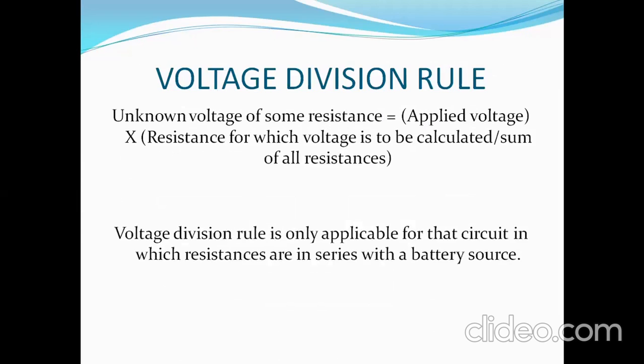So we can define this voltage division rule like this: the unknown voltage of a resistance is equal to the applied voltage, as you already saw in the equation. So from the equation we can write the formula that the unknown voltage of some resistance equals the applied voltage into the resistance for which the voltage is to be calculated, divided by the sum of all the resistances. Clear now? The voltage division rule is only applicable for a circuit in which resistances are in series with a battery source. You have to remember this line.